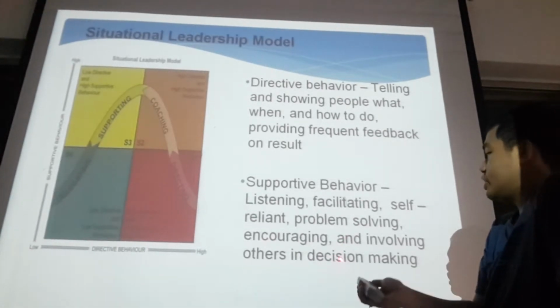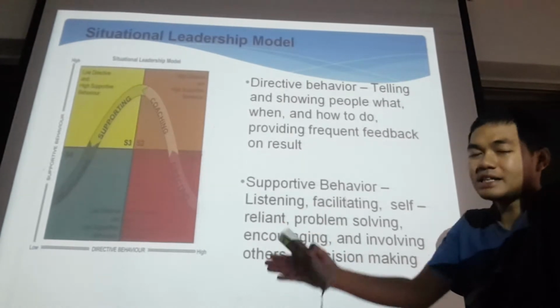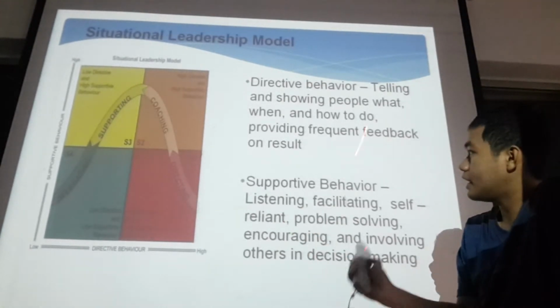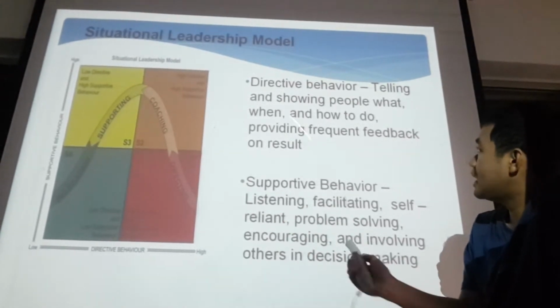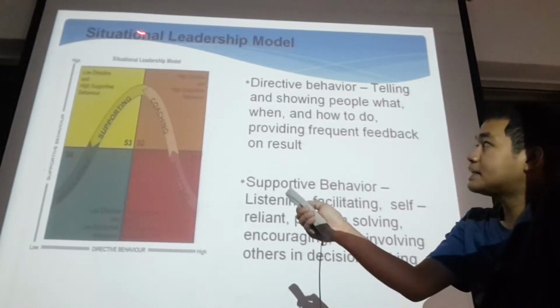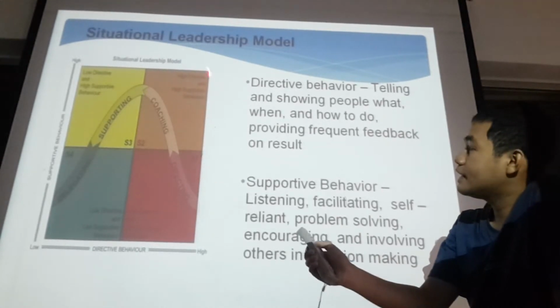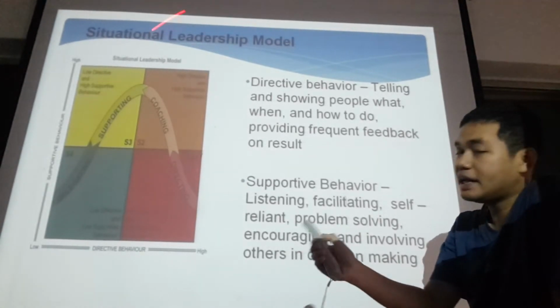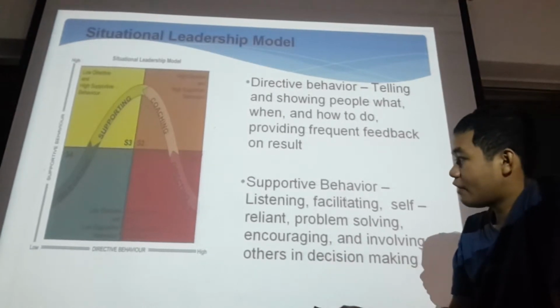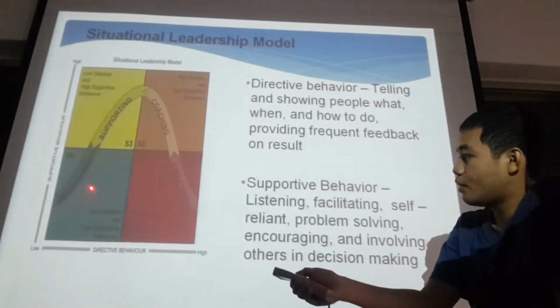And involving others in decision making. Okay, you need to involve your staff, your team member in making decisions. Okay, now you got these 2 points: directive behavior and also supportive behavior. Okay, now we move to this situational leadership model. Before, we knew about development level, which is D1 till D4, and right now we will learn about how to be a really good leader for them, which is S1 to S4.